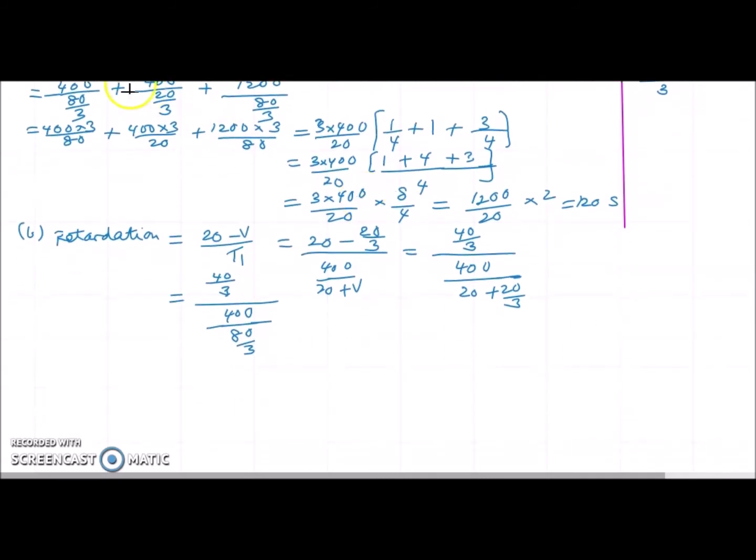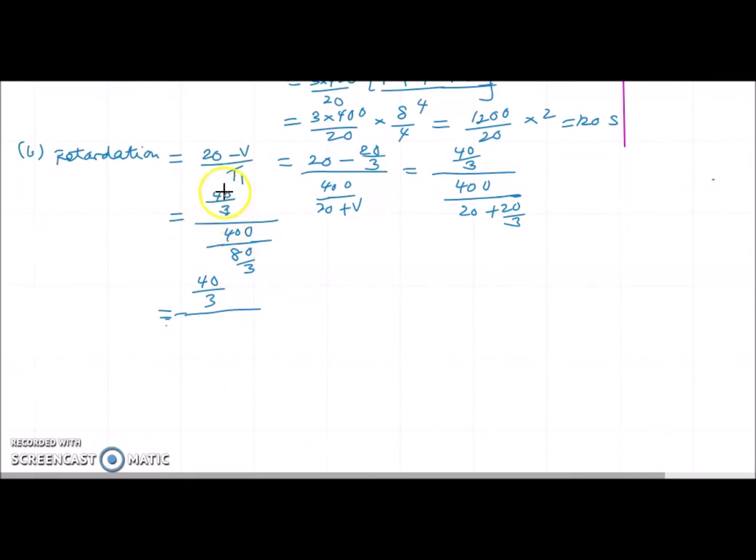In the numerator we get 40 by 3. In the denominator we get 400 by 80 by 3. Simplify that first: 400 divided by 80 by 3. Then 3 comes here, and here we get 80.